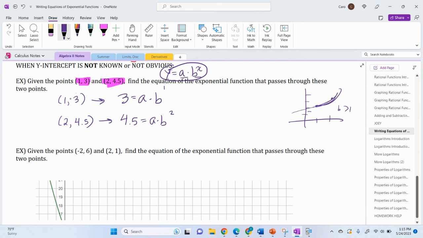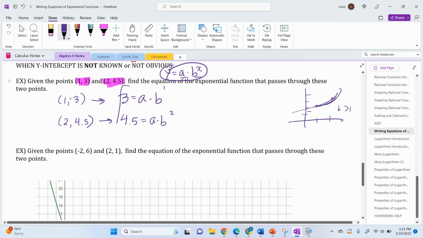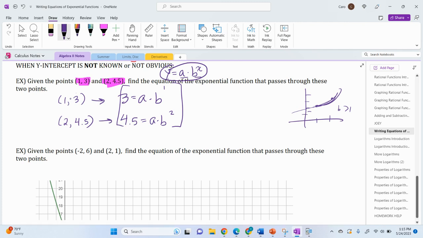So usually what you're going to do is you have 2 equations here and you have 2 unknowns, a and b. Elimination, I guess you could do elimination here, but you don't really want to subtract. It doesn't necessarily work the same as it did before when we did elimination with lines. In this case, your best bet's probably going to be substitution. So I typically will solve for a. So if I want to get a alone, I'll divide each side by b, because b to the first power is just b. So a is 3 over b.